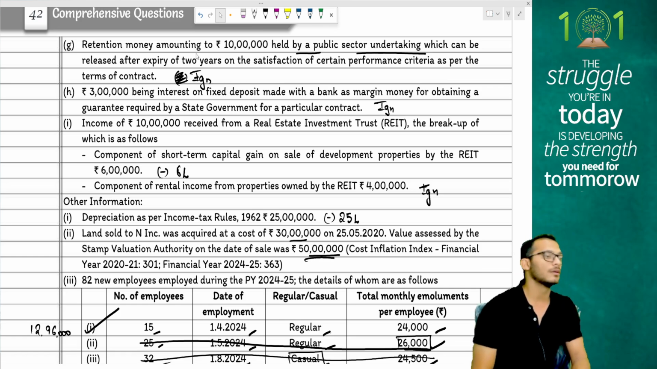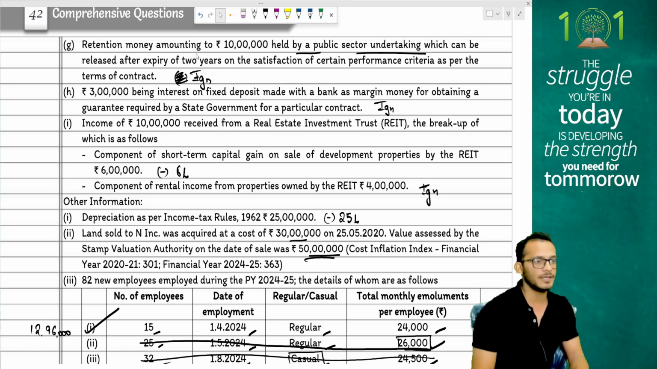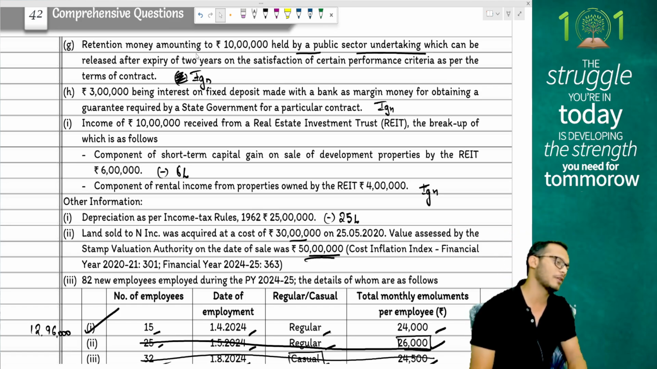Therefore the gains of rupees 6 lakh forming part of P&L shall be reduced. In the first column, the number becomes minus 6 lakhs. Next line, what will you write?